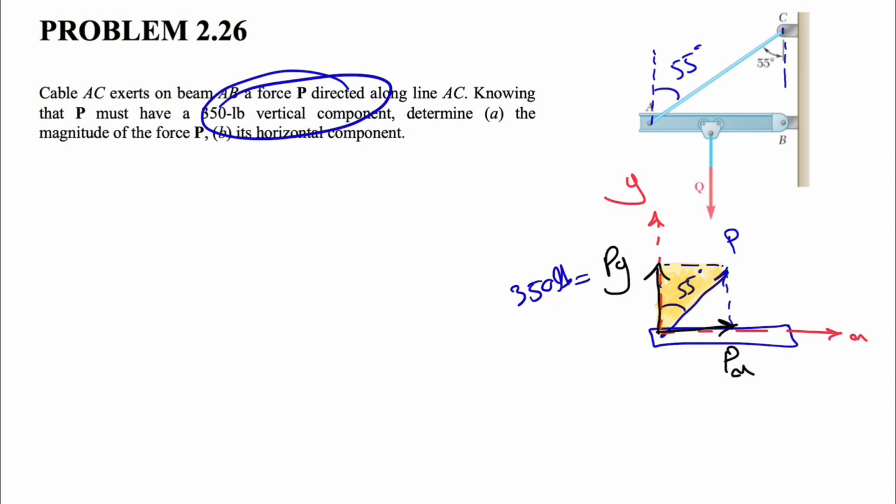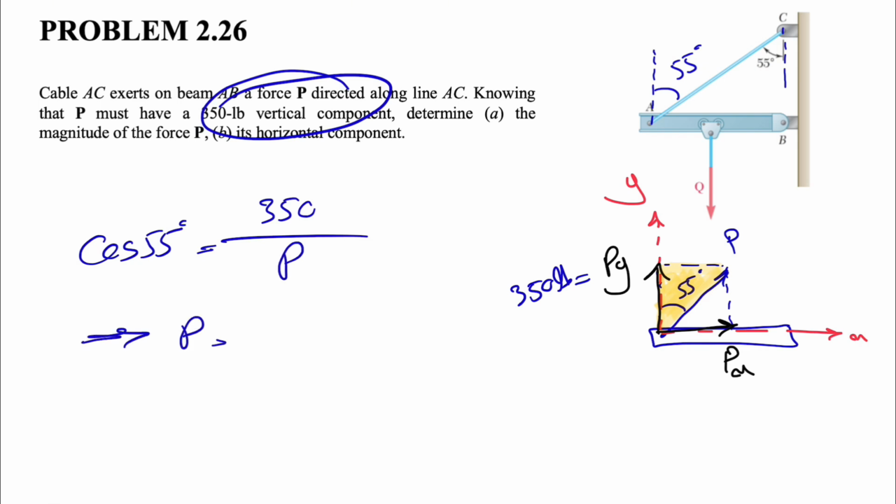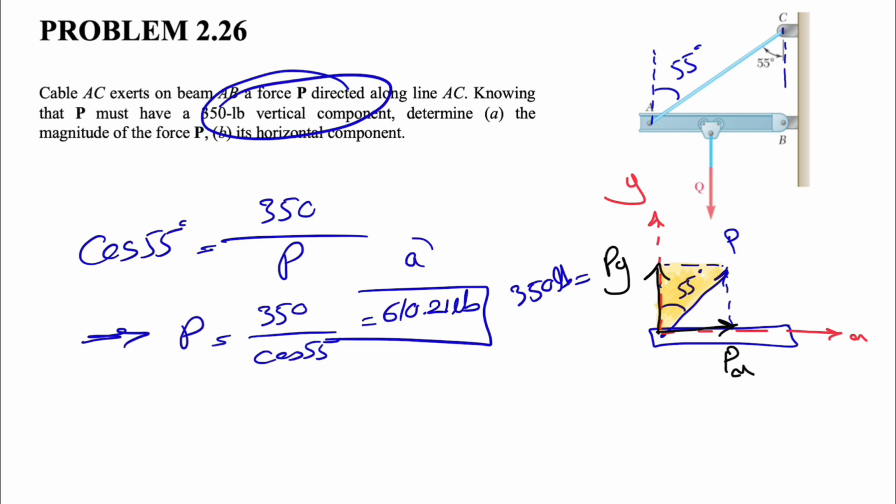We can go first with cosine of 55 degrees, which will be adjacent, which is P_y, 350, divided by the hypotenuse, which is P. From here we can find P, which will be 350 divided by cosine of 55 degrees, and our P will be 610.21 pounds. And that's the A part of the question.